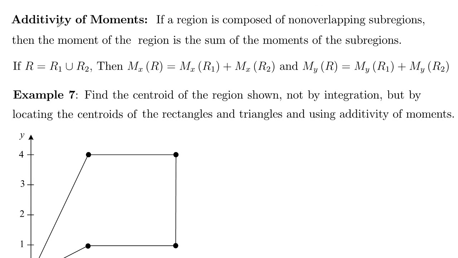So now we want to use additivity of moments to find a centroid of a region that's composed of two or more subregions. If you've got a region composed of non-overlapping subregions, then the moment of that region is just the sum of the moments of the subregions. That's what additivity of moments says. So if R is R1 union R2, then the x moment of R, you just add the x moments of the two regions. And the y moment of the big region, you add the y moments of the two subregions.